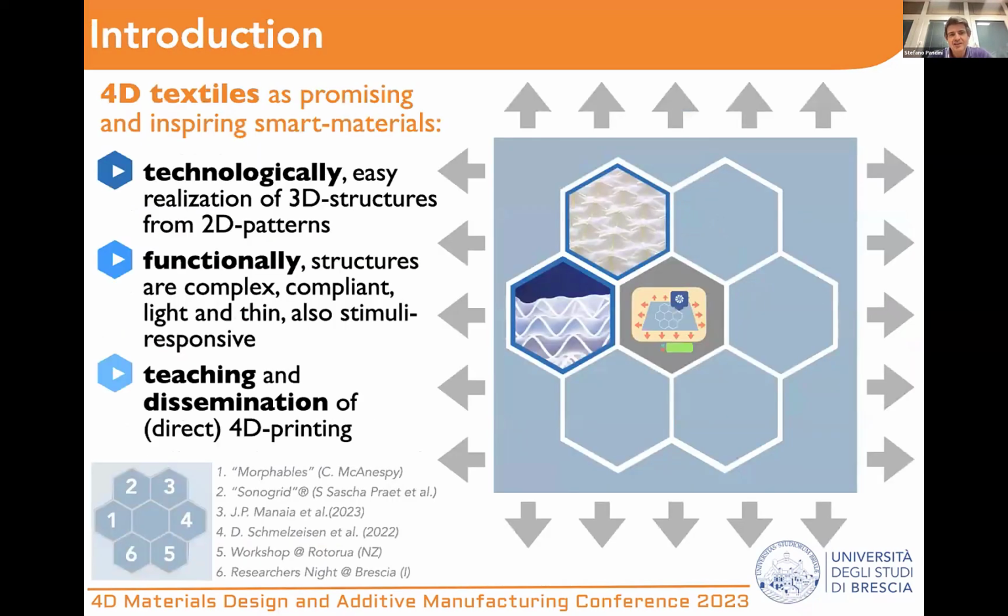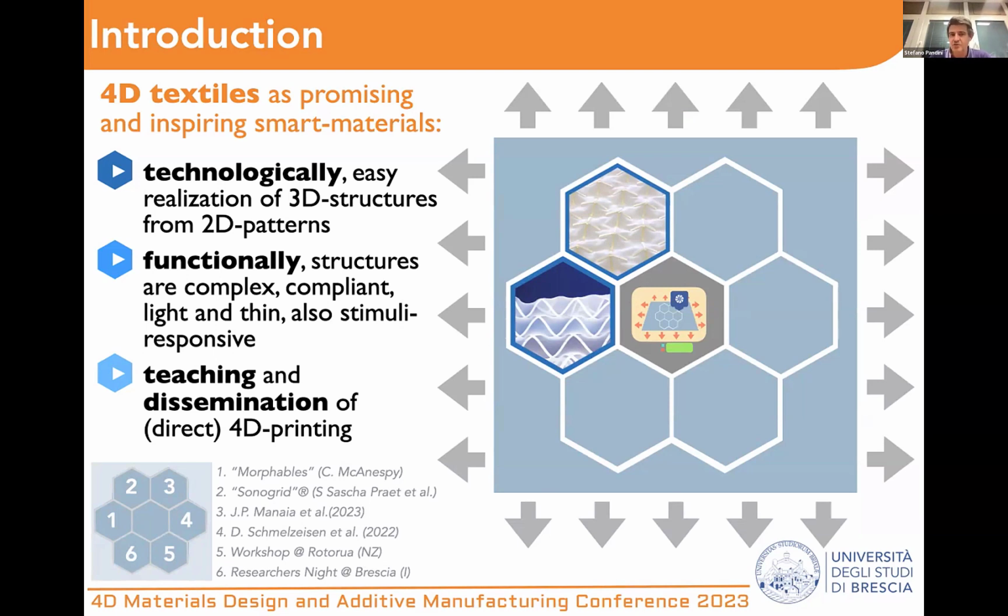So I don't think there's a need to define what 4D textiles are after this beautiful opening talk by Professor Gries, and I will just limit myself to telling you what I find particularly inspiring in these innovative smart systems, which covers aspects that are related to technologies. Simply put, it is possible to obtain very complex 3D structures starting from simpler 2D patterns.